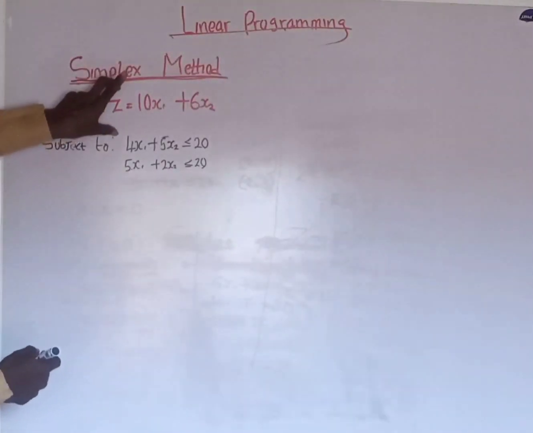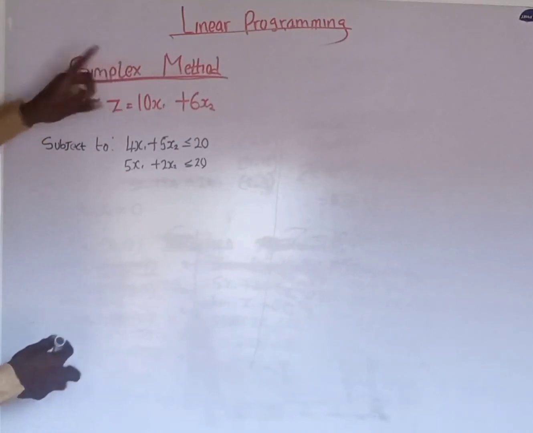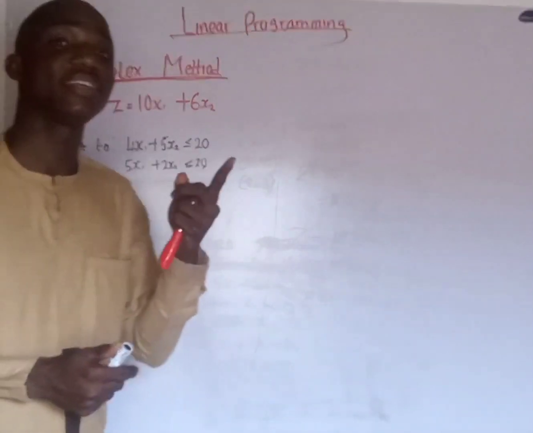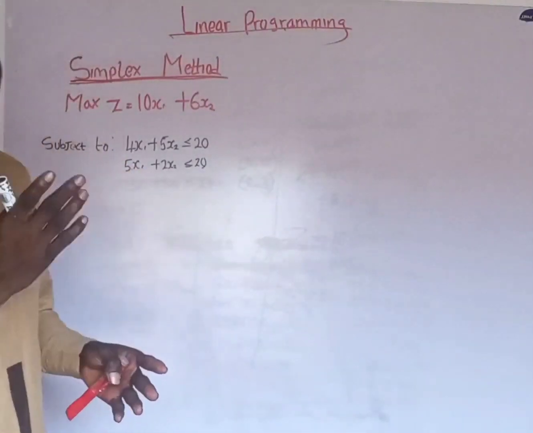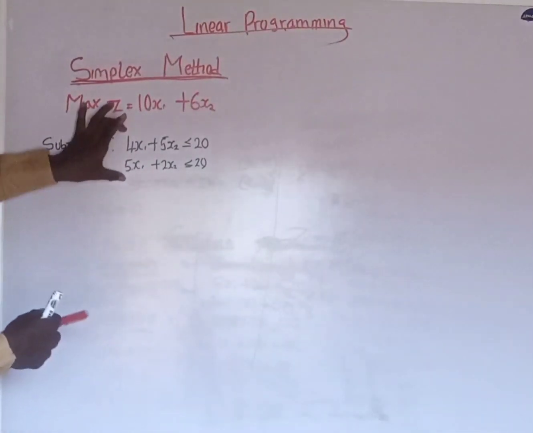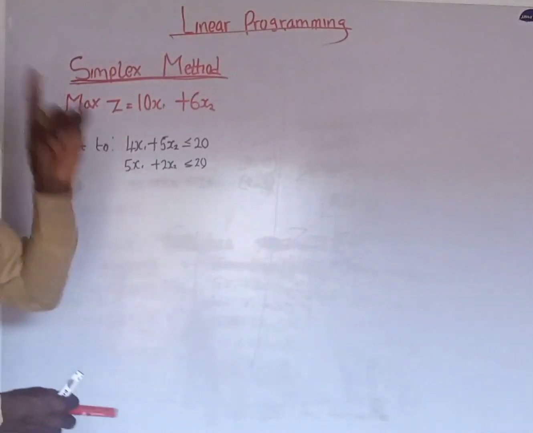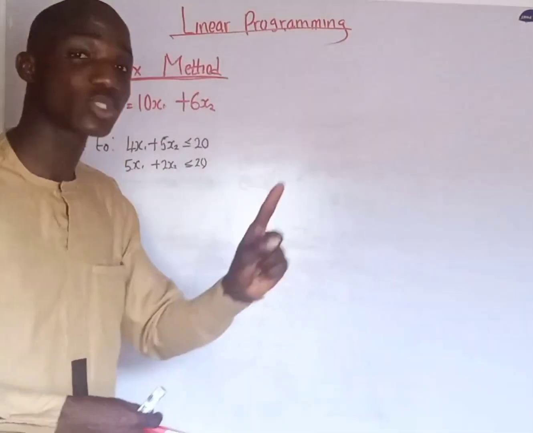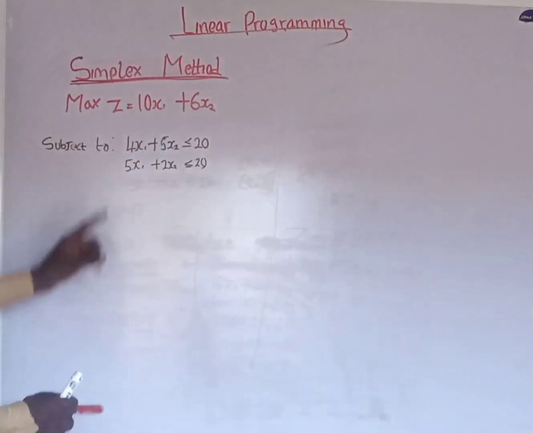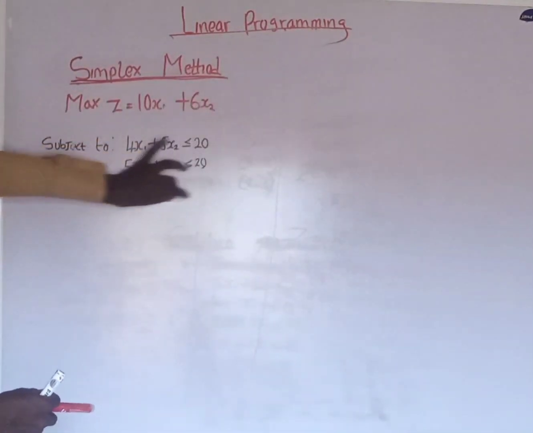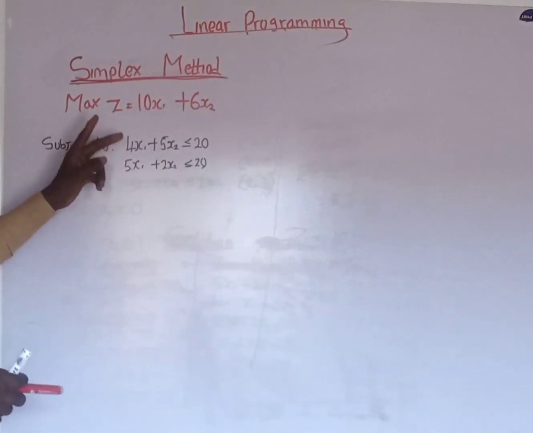If you want to convert this, also don't forget the number of slack variables that you are going to be introducing will depend on the constraints that you have. Are you getting it? The number of slack variables that you are going to be introducing largely depends on what? The number of constraints that you have. Of course, I'm having here two constraints.